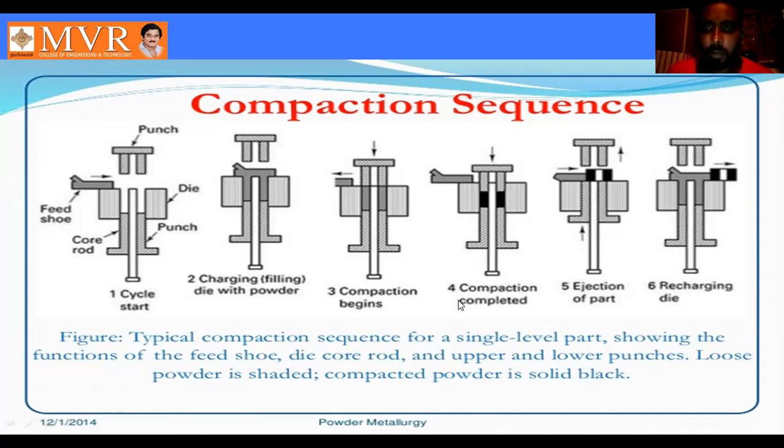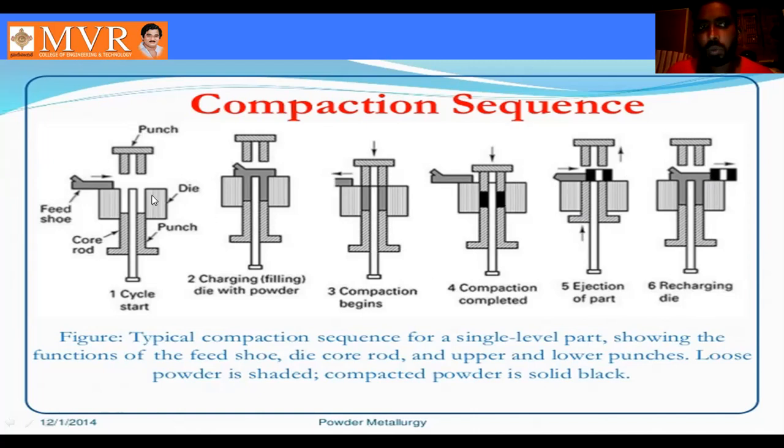So see here, compaction completed. The die we are using, and by using the punch we apply force on this metal, automatically, we can see from the third step onwards. The compaction begins here, and the completion of the compaction is here. Why? Because this black line is the final object, the product. So see here, ejection of the part. Ejected means after completion of the object we remove it outside. Like this, recharging the die.